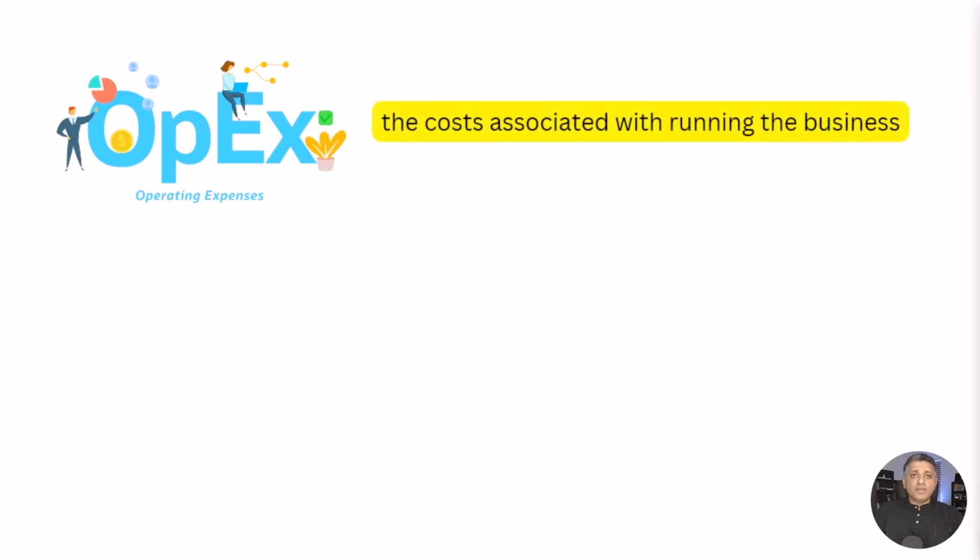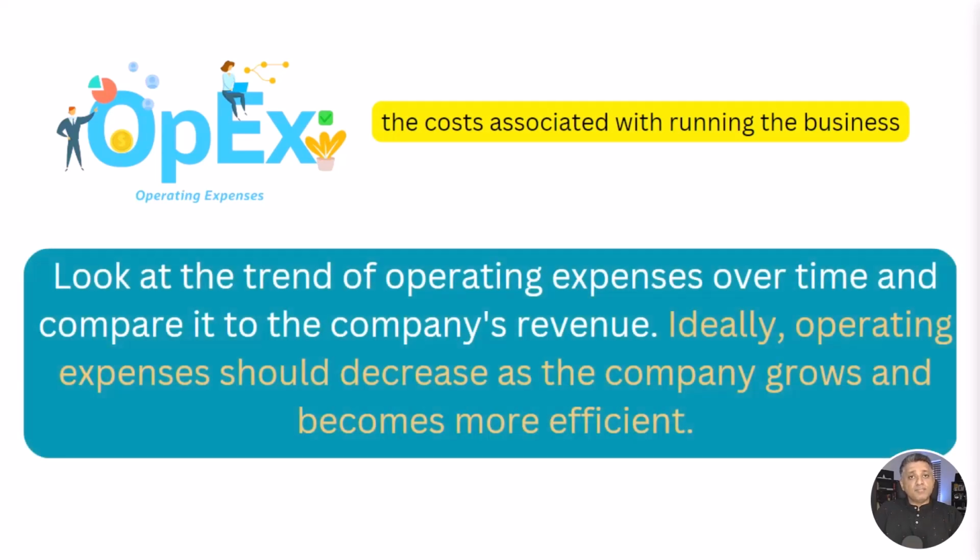Fourth, analyze the operating expenses. Operating expenses are the costs associated with running the business, such as salaries, rent, and supplies. This section is typically located below the gross profit section. Look at the trend of operating expenses over time and compare it to the company's revenue. Ideally, operating expenses should decrease as the company grows and becomes more efficient.